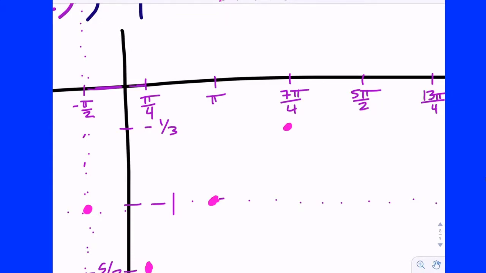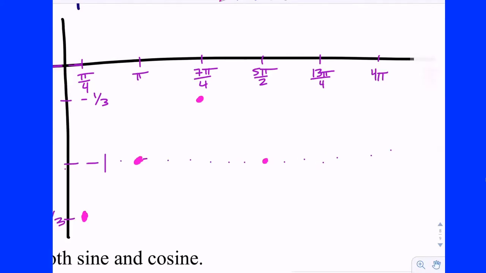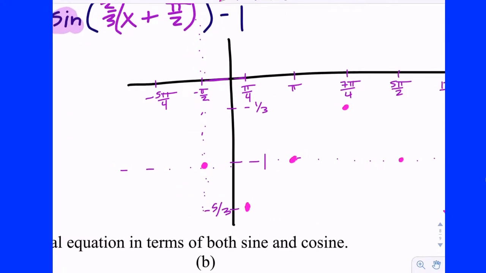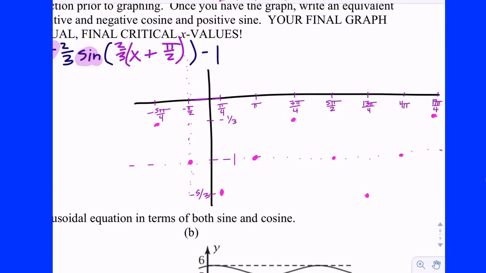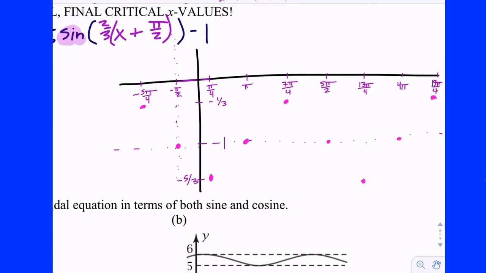And then 7 pi fourths is high. 5 pi halves is axis. 13 pi fourths is low. 4 pi is axis. 19 pi fourths is high. And then working backwards, we're at a high point at negative 5 pi fourths. And if you labeled your axes correctly, these should all be pretty much the same distance away from each other. And you should see the symmetry then when you connect the dots with quarter cycle arcs.